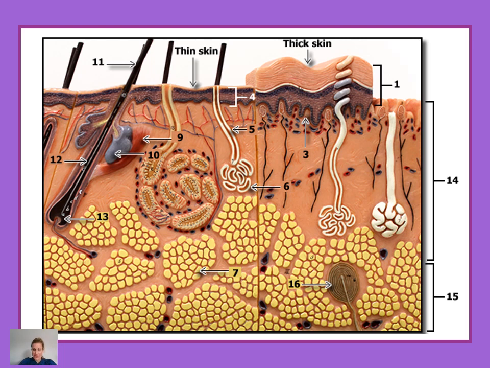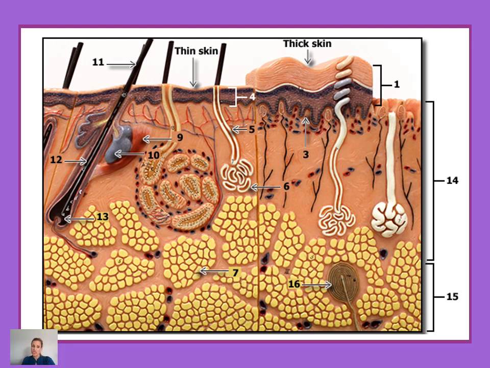So here on this slide, you see a picture of the model. This happens to be the model that we use in lab. We will look at the layers of the skin on it. Of course, there are a lot of other structures labeled on this, and we're going to look at those later on in the lab in another video. This one is just strictly about the layers of the skin.